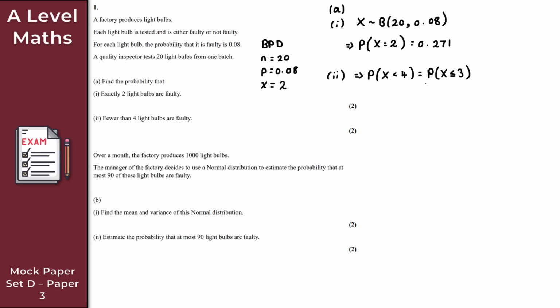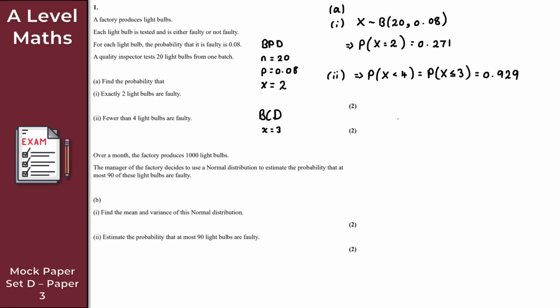Okay? So again, pretty similar, but just be careful here. It's not BPD. It's now a cumulative probability here. So it's BCD. Again, this is almost the same here. The only thing that changes is x now. So x here is 3. So you put x equals 3, n is 20 again, p is 0.08. Put that into your calculator, and again, bosh here. What you should get then is 0.929. There we go. Nice and easy.